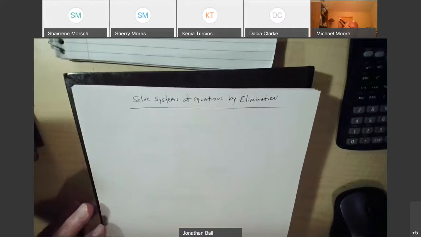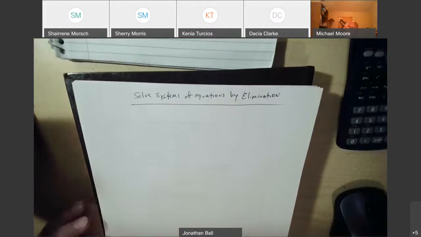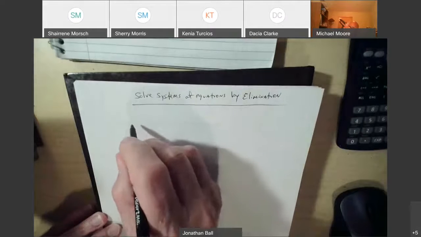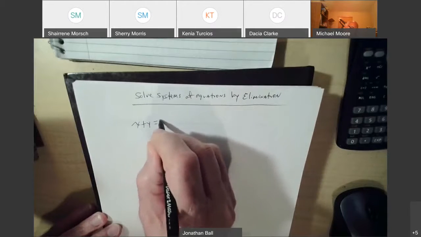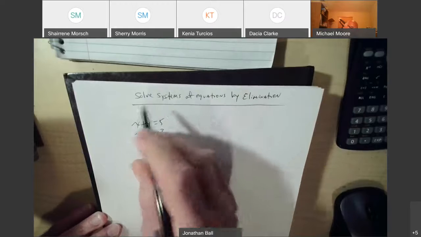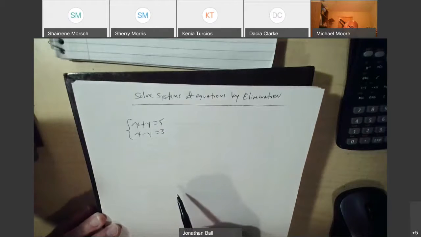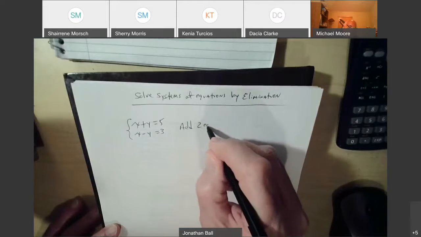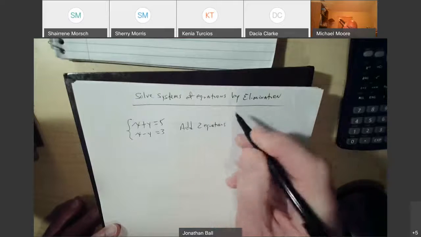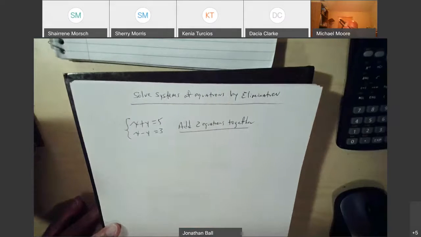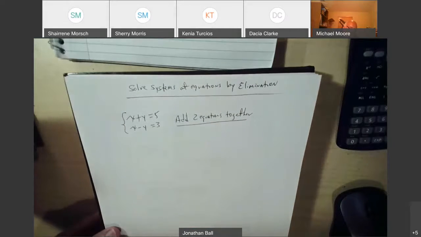Now what we're going to do here is we're going to eliminate one of the variables. Now, how in the world do we do that? This is about as easy as they get right here. If we have x plus y equals 5 and x minus y equals 3, a system of equations, now what we want to do is add these two equations together. And when we do, we want to eliminate one of the variables.